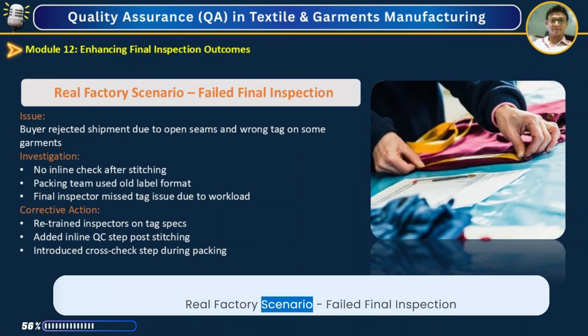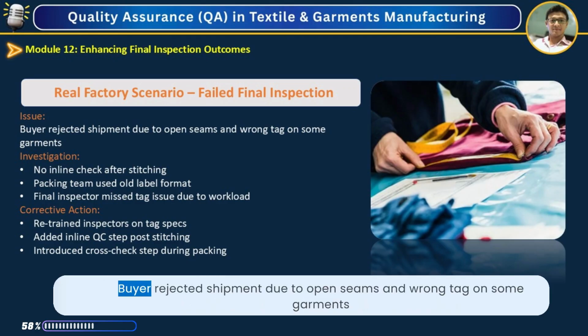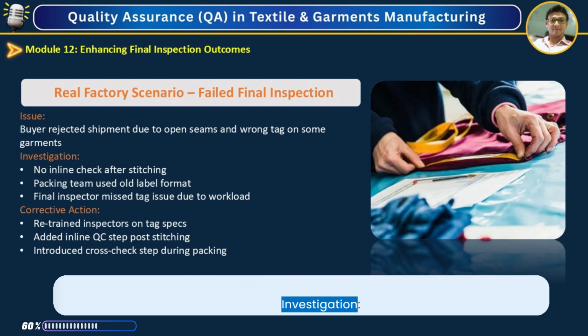Real factory scenario: failed final inspection. Issue: buyer rejected shipment due to open seams and wrong tag on some garments. Investigation: no inline check after stitching. Packing team used old label format. Final inspector missed tag issue due to workload.